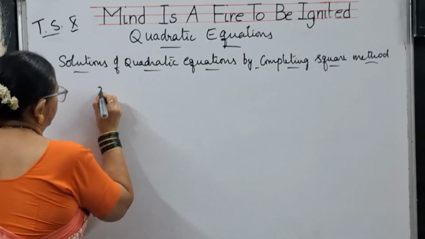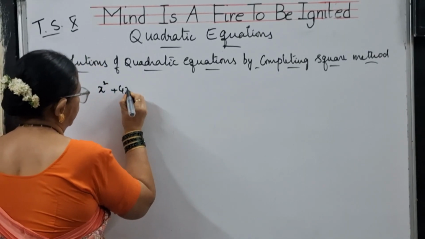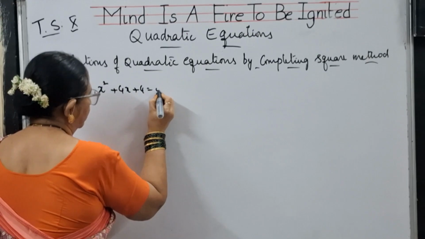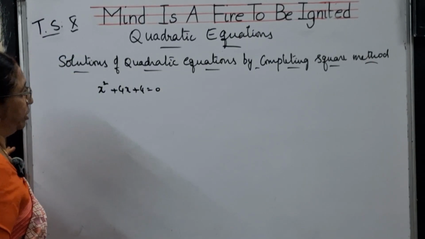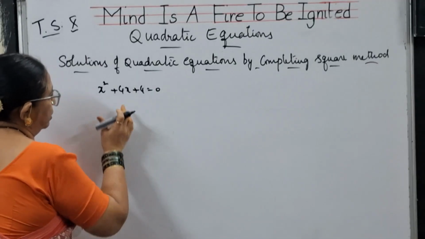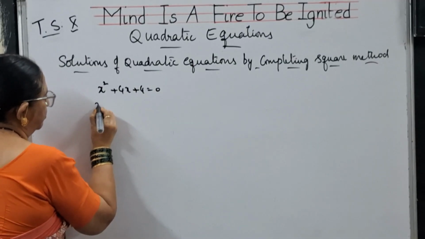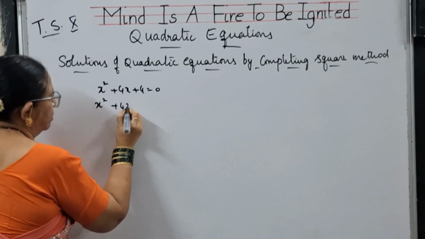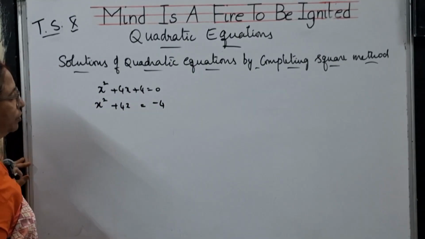As an example, I am taking x square plus 4x plus 4 is equal to 0. Carefully observe, children, how this method has to be done. What you need to do is this constant term, send it to the right side. That means x square plus 4x is equal to plus 4, when it comes here, minus 4.